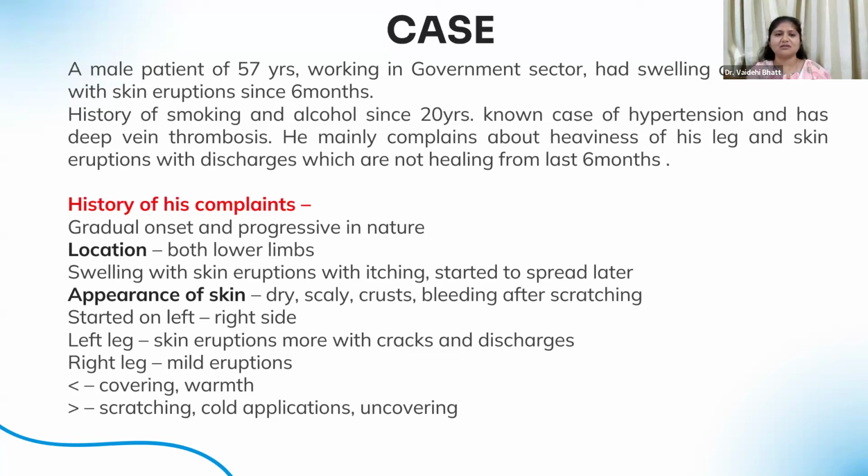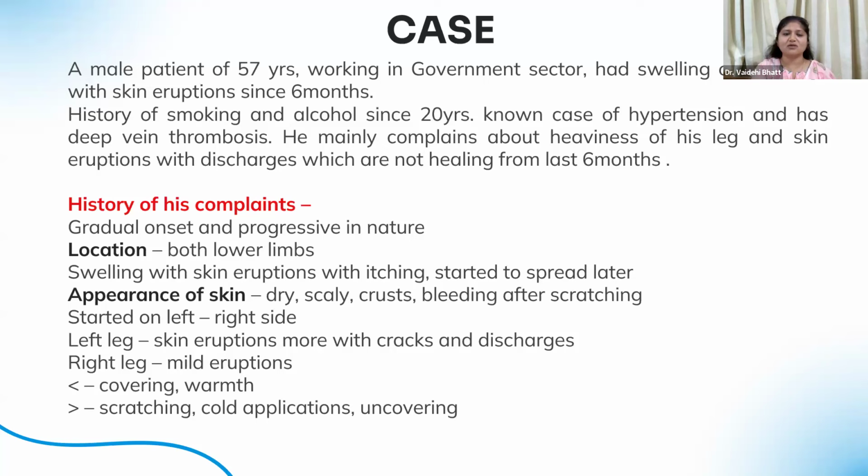At present, he is suffering with swelling of both the lower limbs and having a dry scaly crust, bleeding, itching, and irritation. It started with the left leg, and then later on started on the right leg. The left leg has old eruptions, so it has cracks and discharges, and the right leg has mild eruptions.